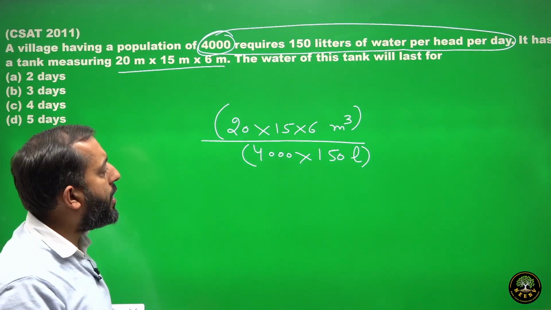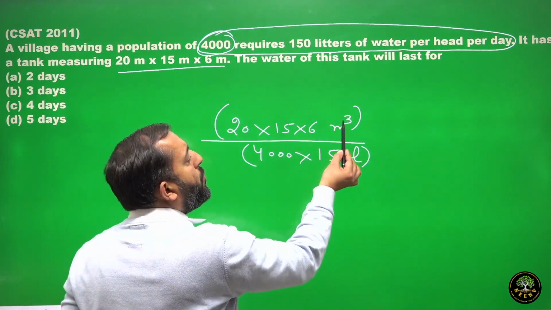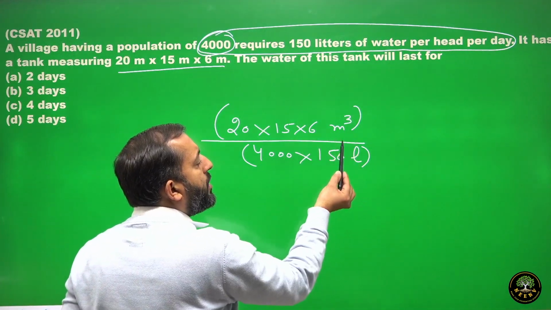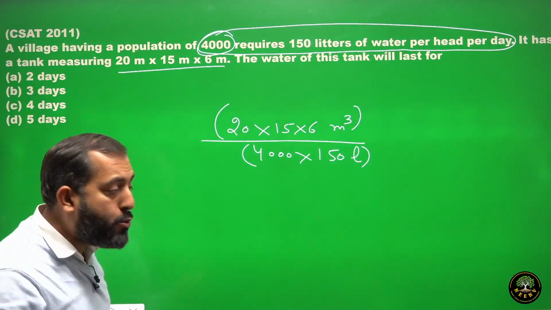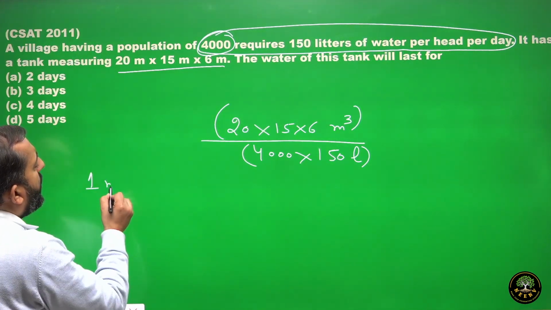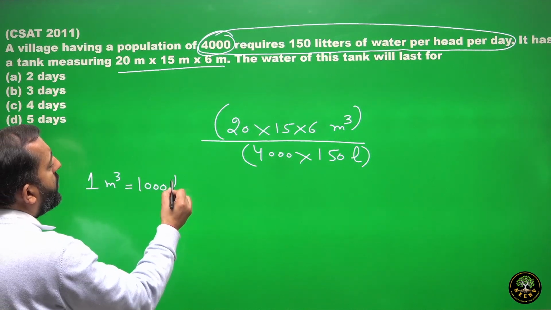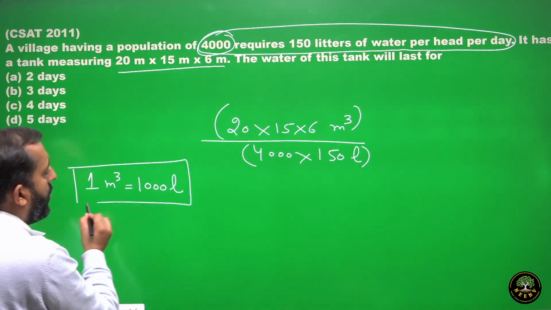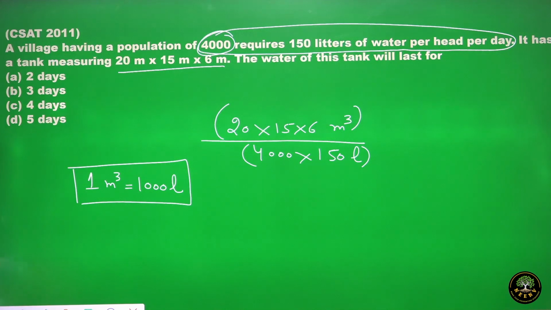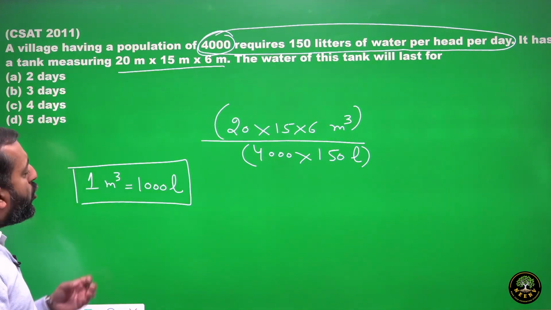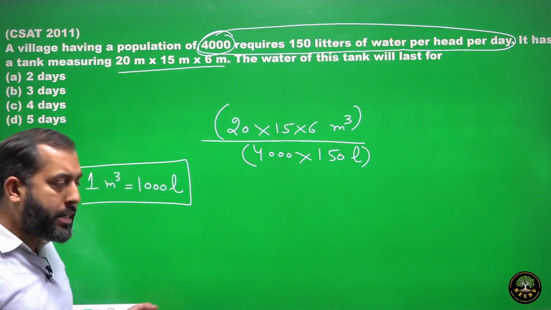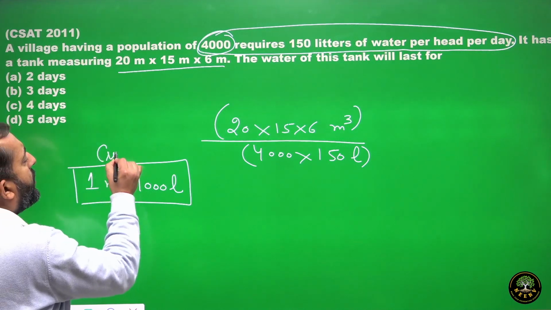But the problem over here is units in the numerator is meter cube and units in the denominator is liter. So we need to know 1 cubic meter is equal to how many liters? It is actually equal to 1000 liters. Okay, please make a note of it. 1 cubic meter is equal to 1000 liters. This was the crux of this very problem.